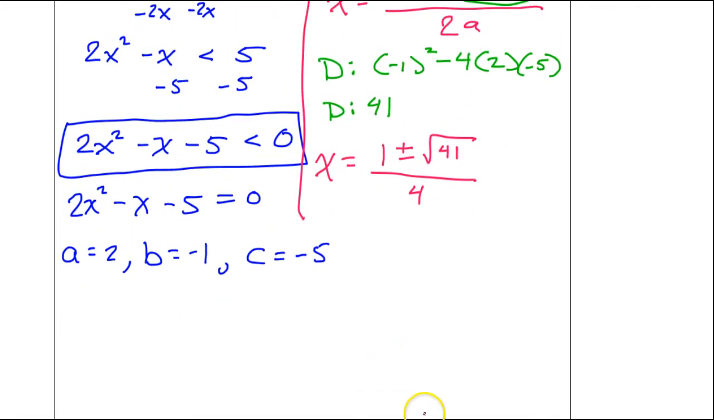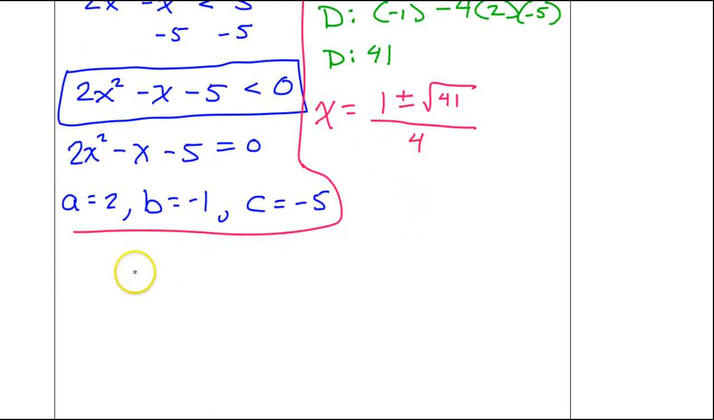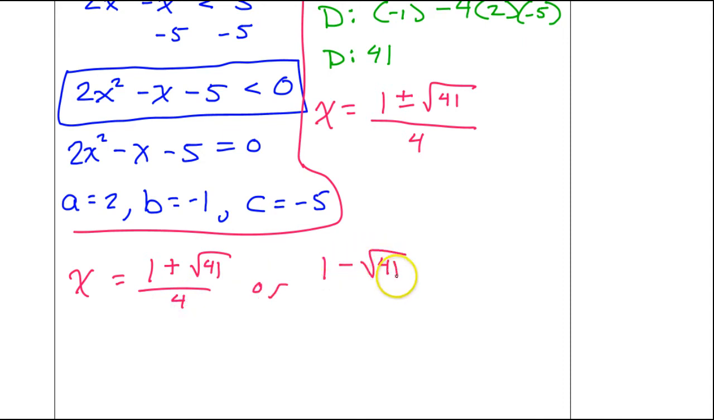Now, we need to get values that we can put on a number line, though. So I'm going to need some decimal approximations here. Okay, so I'm going to go ahead and separate this out. See the plus or minus? That means we really have two solutions here, one with a plus and one with a minus. So this means x equals 1 plus radical 41 over 4, or 1 minus radical 41 over 4.